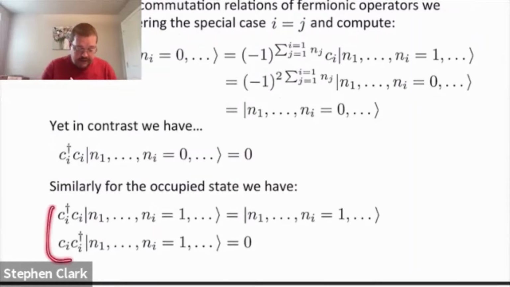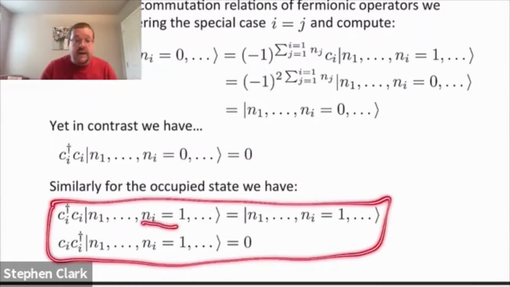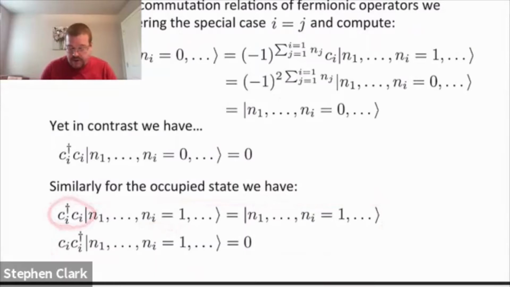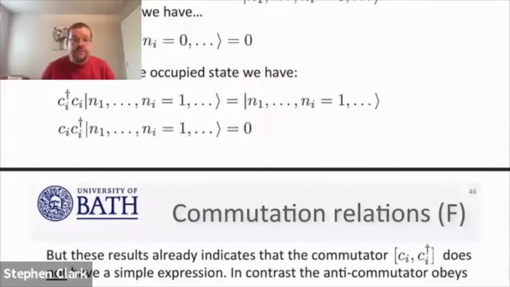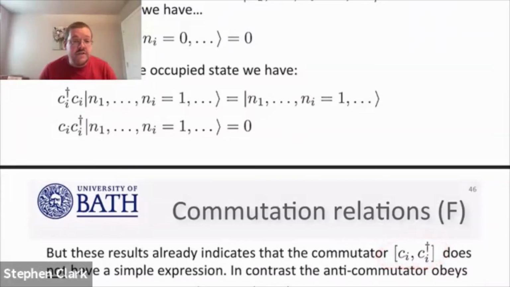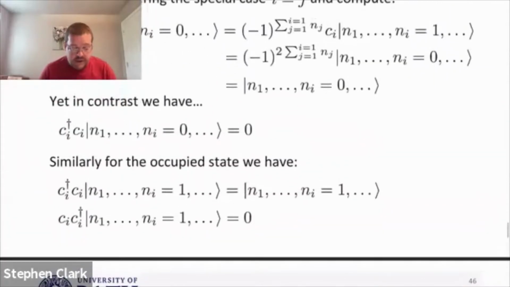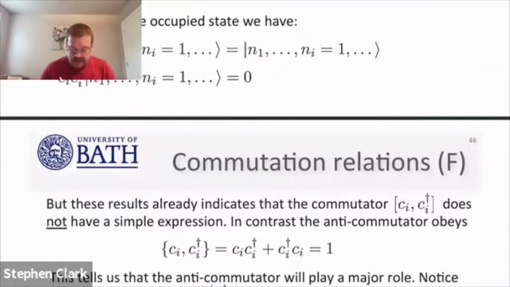Likewise, if you do the same calculation, but you stick a particle in ni, then this one now gives you back the same state. When it has a particle in it now, the number operator c dagger c gives you the same state back, and the inverted ordering one gives you 0. And that's telling you that there's a non-trivial relationship between these two operators, and it's not a commutation relation. The commutator is not trivial, but the anti-commutator is. So the anti-commutator is the sum of the two. And the anti-commutator, if you add these two operators up, is just the identity operator.